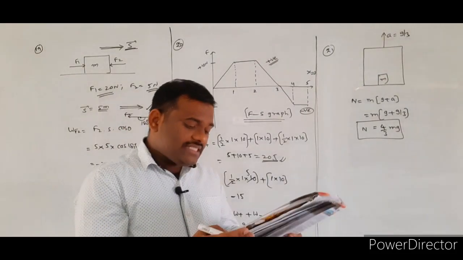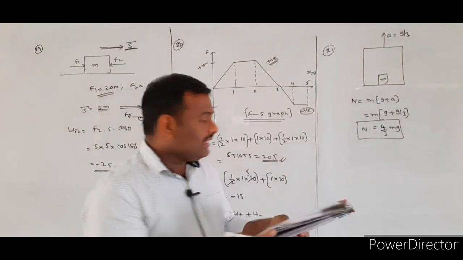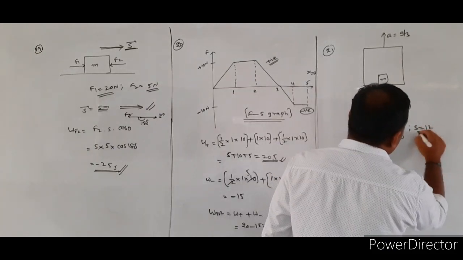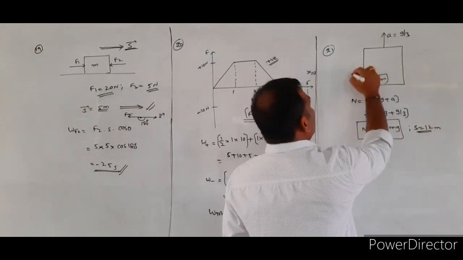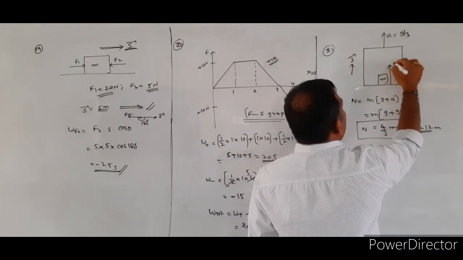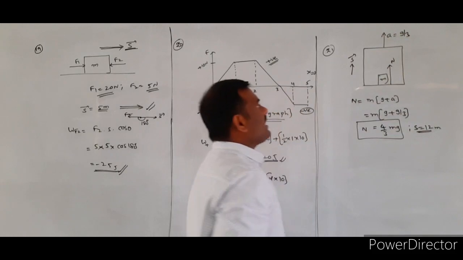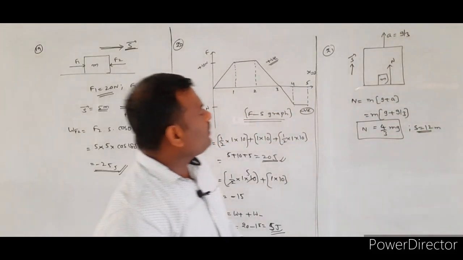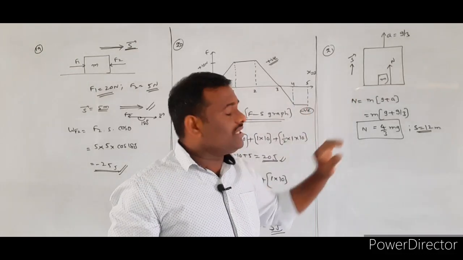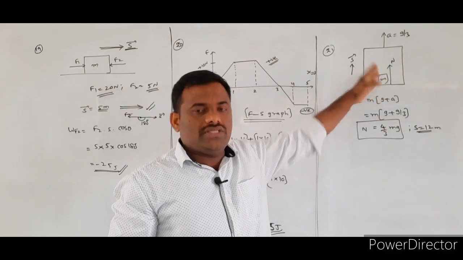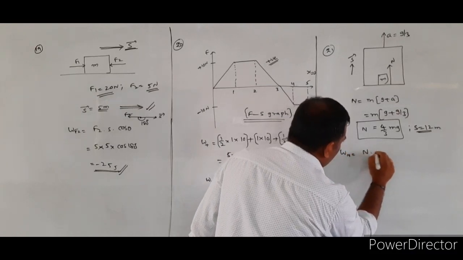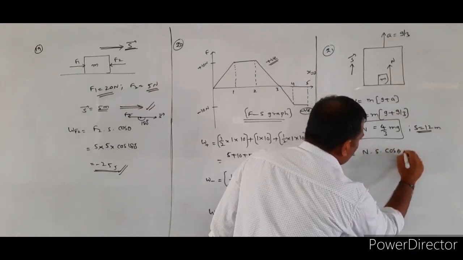Next, what is the displacement covered by the elevator? The displacement is S equal to 12 meters. The displacement is in the direction of the motion of the elevator, and the normal reaction is also acting in the upward direction. If you look at the diagram, the normal reaction and displacement both act in the same direction. The angle between them is 0. Therefore, work done by the normal reaction is equal to normal reaction into displacement into cos theta.